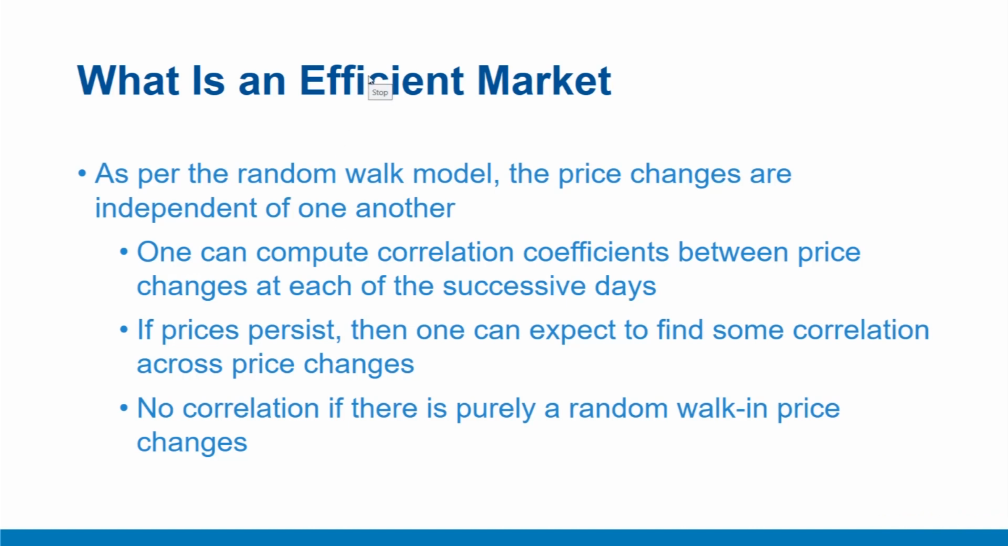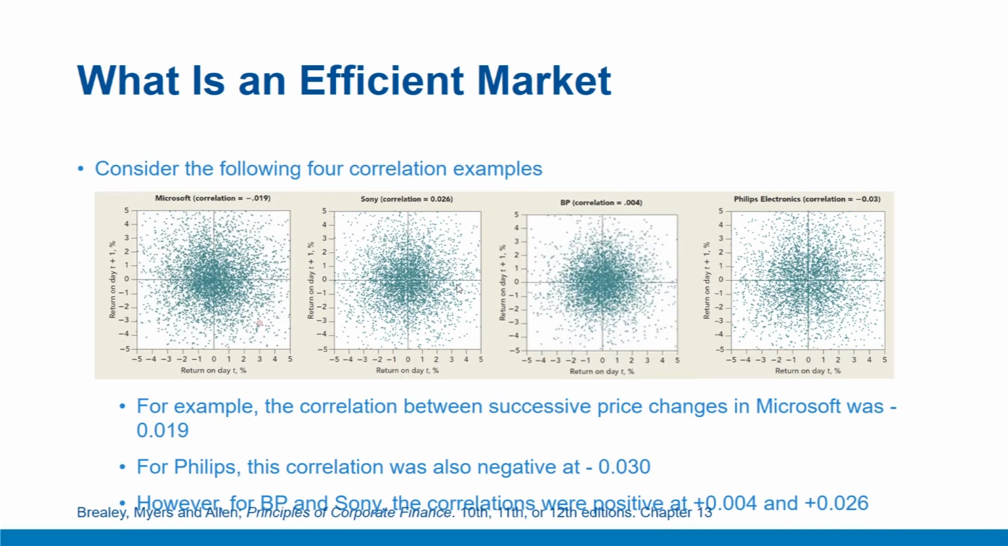They were independent. One can easily set up tests to examine the patterns in these price movements. For example, one can compute correlation coefficients between price changes on successive days. If prices persist, then one can expect to find some correlation across price changes, and no correlation if there is purely a random walk in price changes.